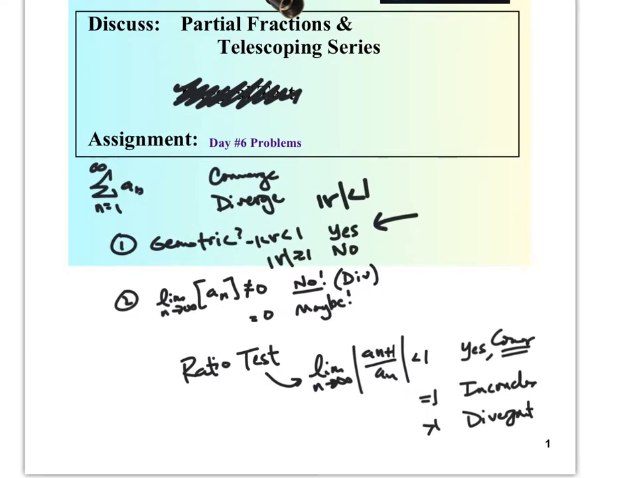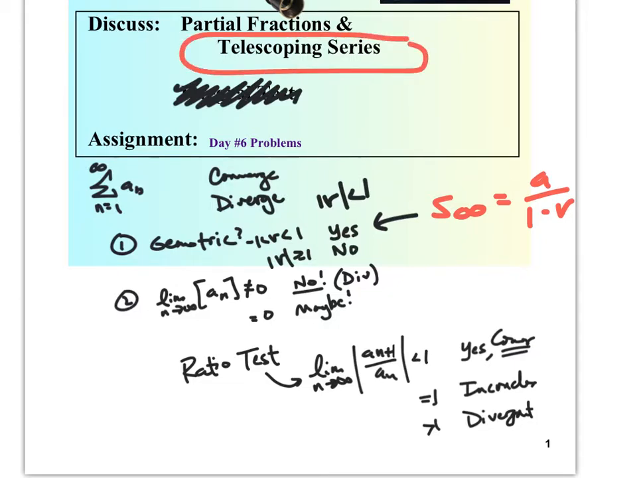Today we're actually going to talk about the only other test that we'll test all year where we can calculate the actual infinite sum. So geometric, we can go a over 1 minus r. Today we're going to talk about using partial fractions to determine if you have a telescoping series, which is a potential to find the actual sum. Not just say it's convergent, but find the actual sum. All right, let's get started.